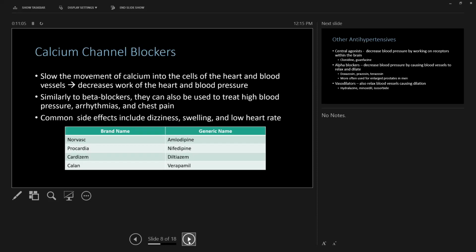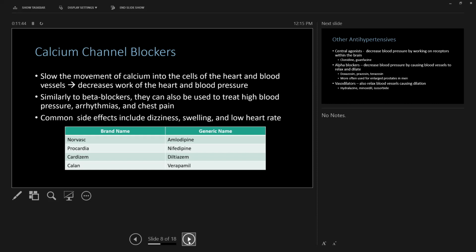So moving on is a similar class of medications called calcium channel blockers. These work similarly to your beta blockers, but a little bit different. These are drugs that slow the movement of calcium into the cells, mainly of the heart and blood vessels. They don't do anything to affect the amount of calcium. They just decrease how fast calcium is moving into the cells. And by doing so, it allows the heart to work less strongly. Basically it just decreases the work of the heart and therefore also decreases blood pressure.